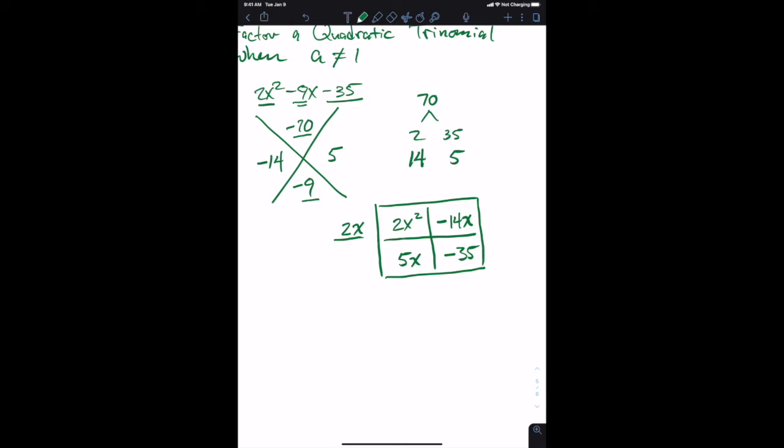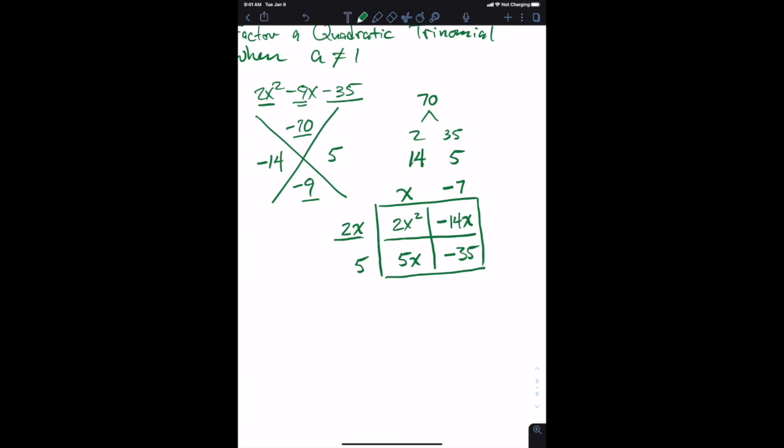So what times 2x gives me 2x squared? That's going to be x. Now, if I fill the space to the right of that, I'm asking the question, what times 2x gives me negative 14x? And that becomes negative 7. And x times what gives me 5x? Well, that's going to be 5. And then 5 times negative 7 gives me negative 35, so that checks.